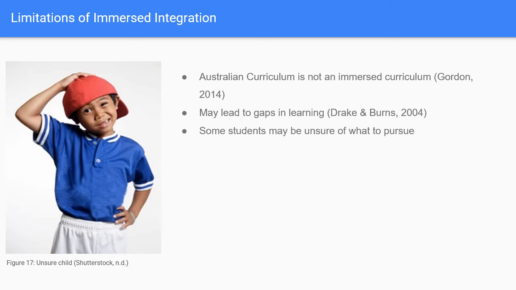As with any teaching approach, immersed integration has its limitations. Firstly, the Australian curriculum is more of a fragmented curriculum, so it can be hard for teachers to adapt into an immersed context. Once you've negotiated a focus with the children, it can be helpful to use a backwards planning process to connect to curriculum descriptors.